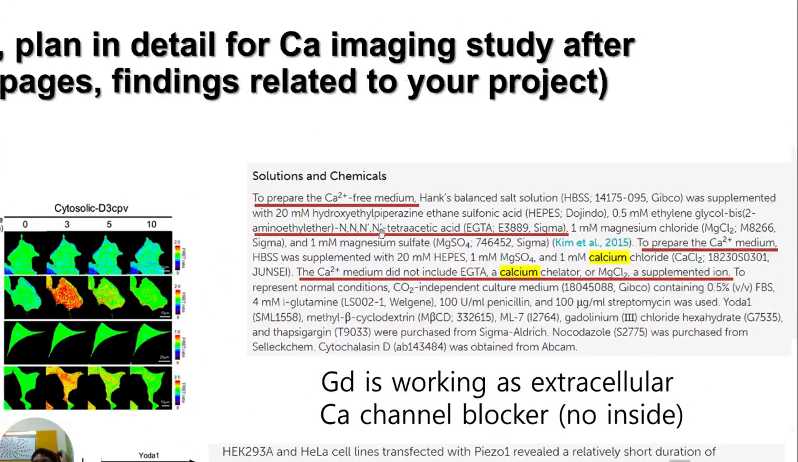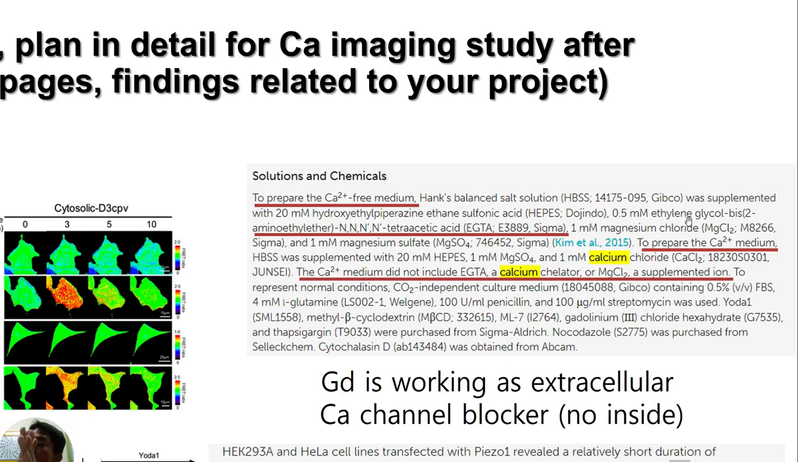So here, I want to share their media. Previously, we mentioned that we already have HBSS with calcium and without calcium, but here, they tuned the media further. They made it homemade. To prepare the calcium-free media, HBSS plus HEPES plus EGTA. EGTA is an extra calcium chelator, so they just block 100% of the calcium. And then they added magnesium chloride and magnesium sulfate, which is a compensator.